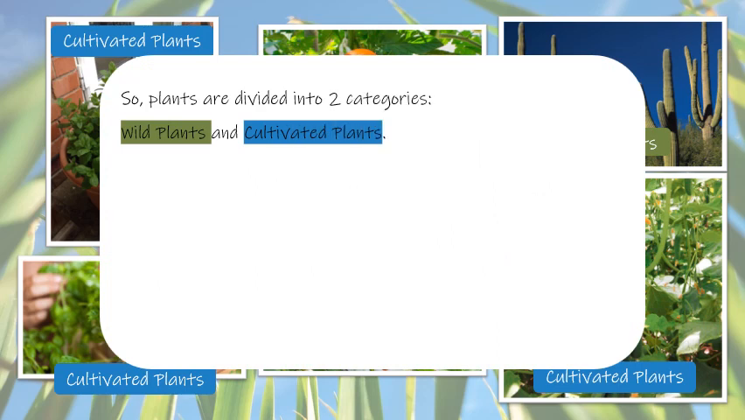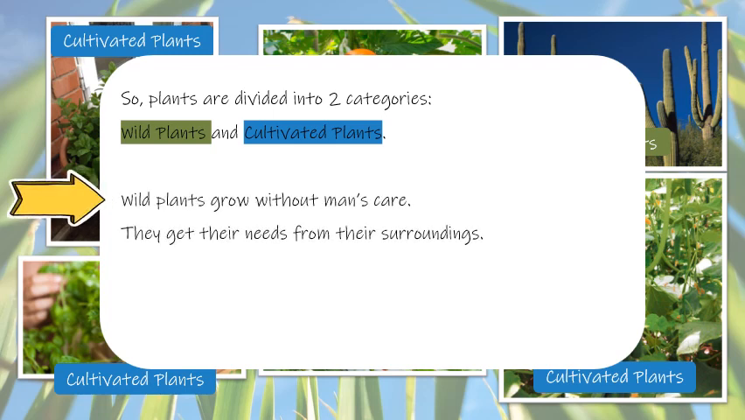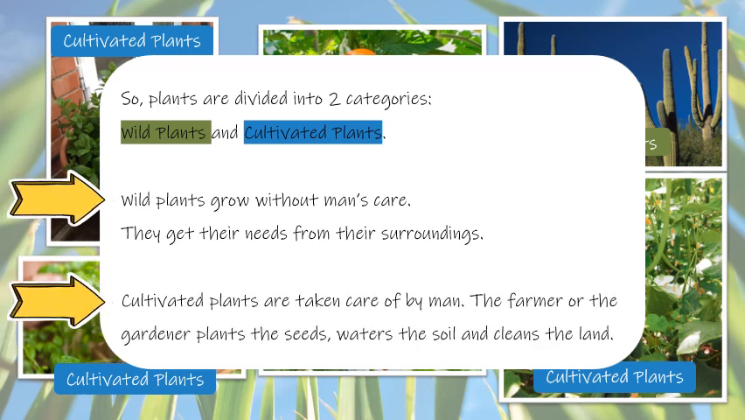So two categories of plants, wild and cultivated plants. Wild plants grow without our help. They get their needs from the environment. Cultivated plants need us, the farmer or the gardener or us. We plant the seeds, we water the soil, we clean the land, and we harvest the crop.